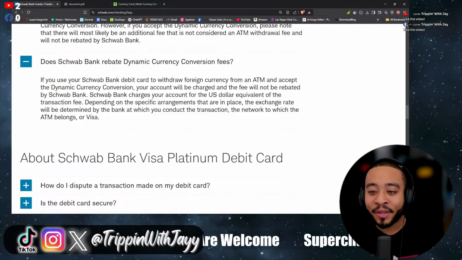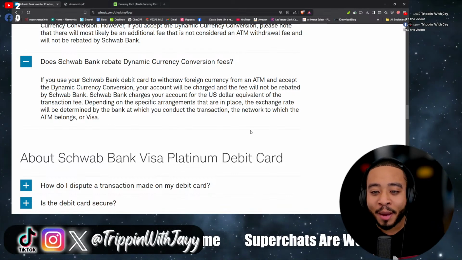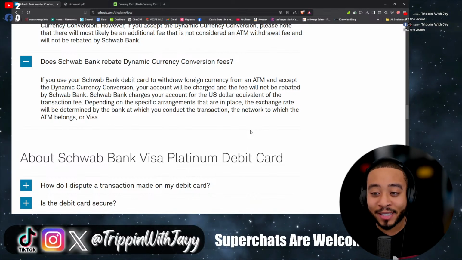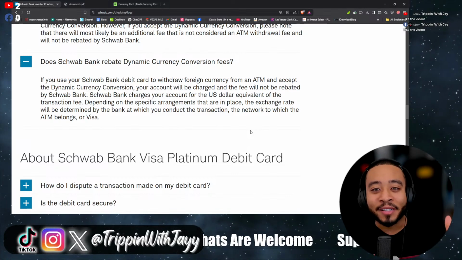Depending on the specific arrangements that are in place, the exchange rate will be determined by the bank at which you conduct the transaction, the network to which the ATM belongs, or Visa.